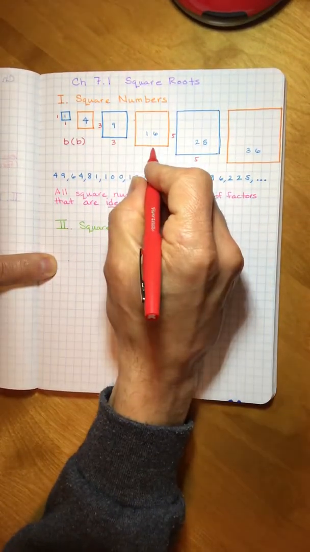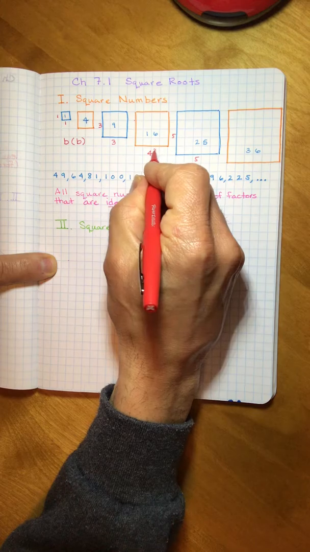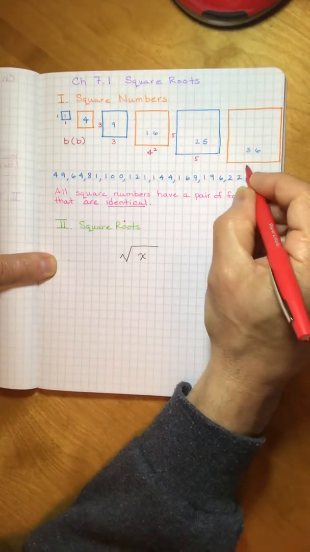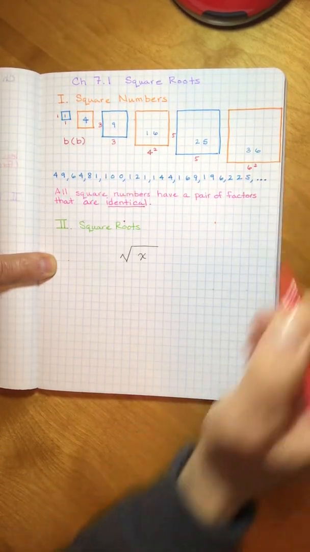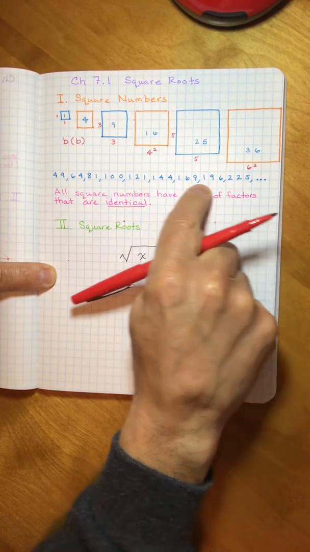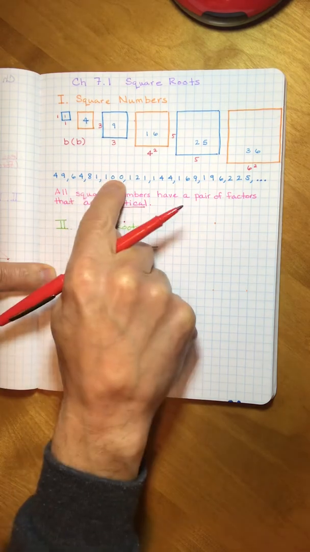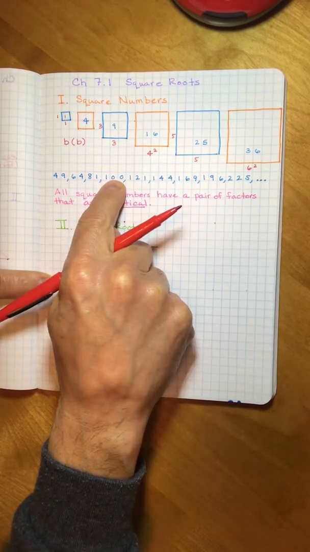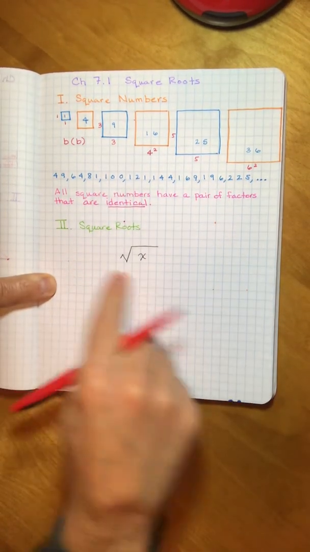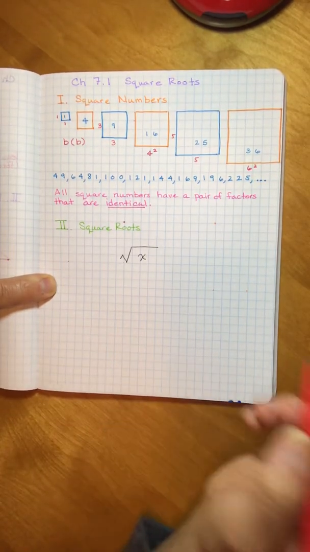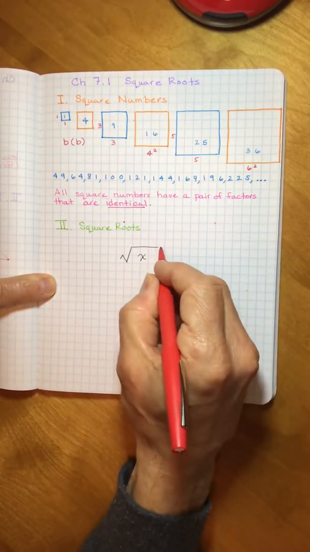So 4 squared is 16. 6 squared is 36. And when we look at all these numbers, that's the case. 7 squared is 49. 10 squared is 100. So now we're going to talk about the square roots really quick. I know that we've already gone over this, but I'm going to go over it again.